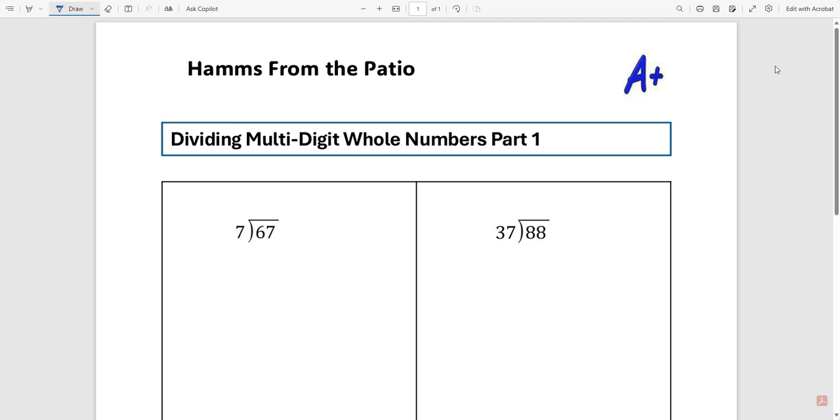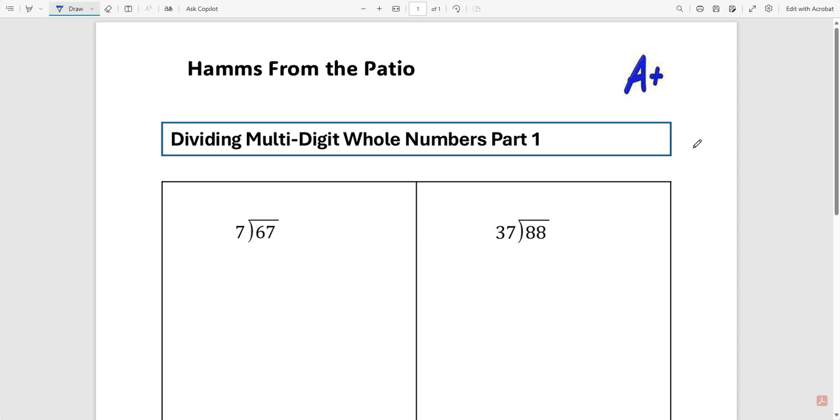Hello again. This is Hams from the patio, and we are dividing multi-digit whole numbers, and this will be part one. Even though this first problem right here, we're dividing by a single digit, we're going to go ahead and work these out. And if you struggle with these, don't worry about it. I'll show you how to do it. All right, so let's get started with the first one.